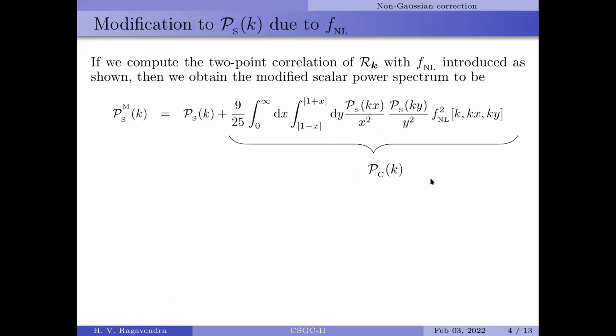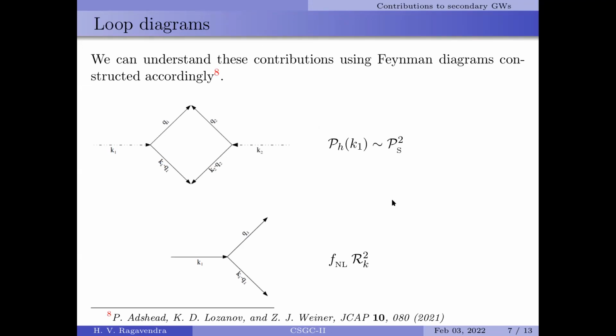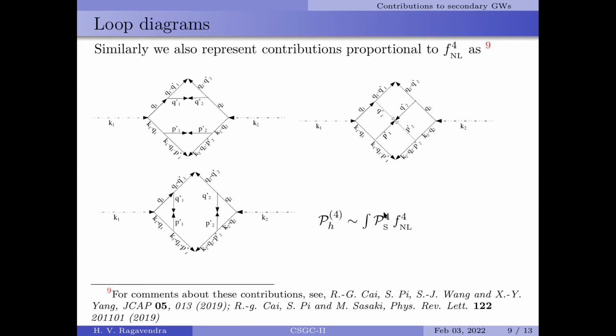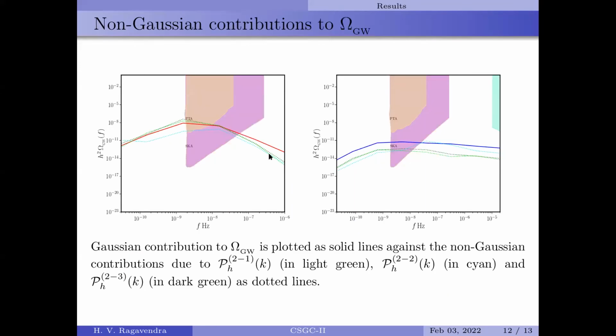If it is somewhere large. Yes, that is why I didn't call them corrections beyond this point, because these are clearly significant contributions. So this PH2 and PH4 that I discussed are not just corrections. These are non-Gaussian contributions actually to omega GW.